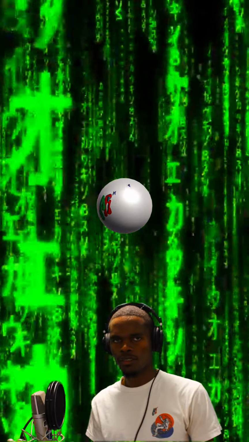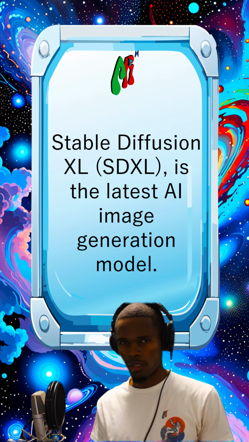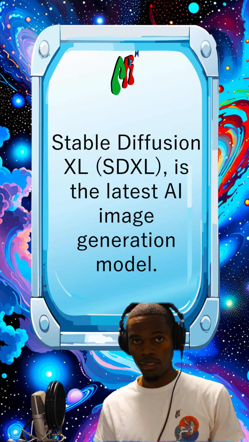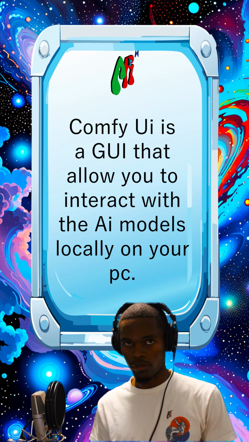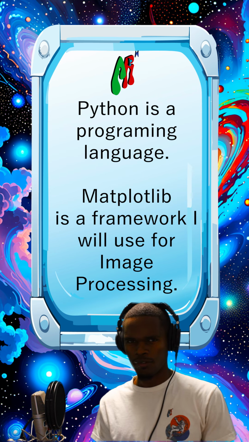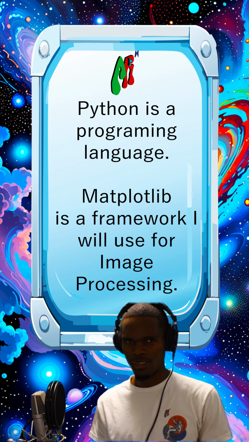What's good? Today we'll be looking into a generative AI project where we'll be generating images with Stable Diffusion XL and Comfy UI, and then manipulating the images with Matplotlib and Python. It's a pretty straightforward project and should only take a few minutes to describe.